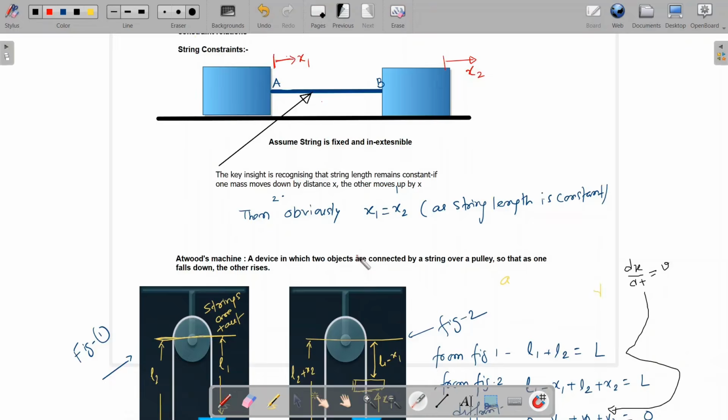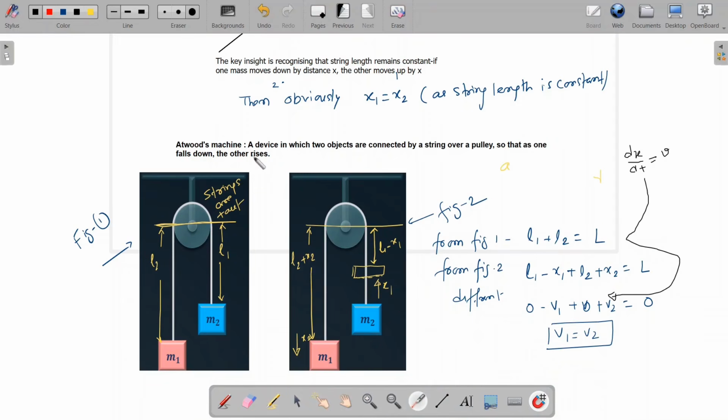Let's take this idea one step further with another situation. This time, the two masses are connected to each other over a pulley. Again, let's assume the string is inextensible, with a total length, capital L. Let the position of each mass be at a distance, L1 and L2, from the pulley. So the total length of the rope can be written as L1 plus L2. Now suppose M1 moves down by a distance x1, and M2 moves up by a distance x2.